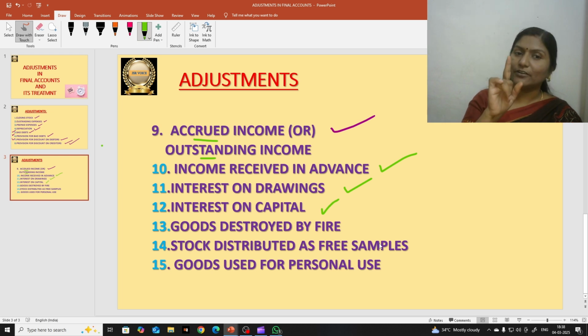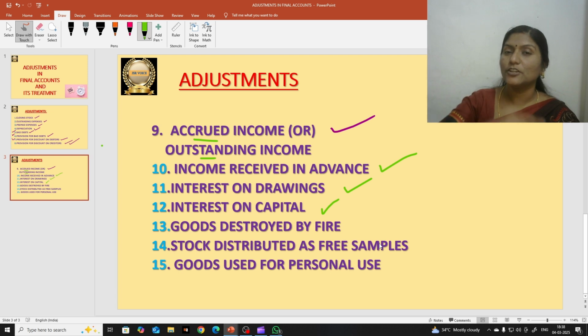Next one, interest on capital. First time you are going to record in profit and loss account debit side. You are going to write in profit and loss account debit side, interest on capital. If amount is given, record the amount. If any percentage is given, calculate that percentage on capital value and record that in the amount column.